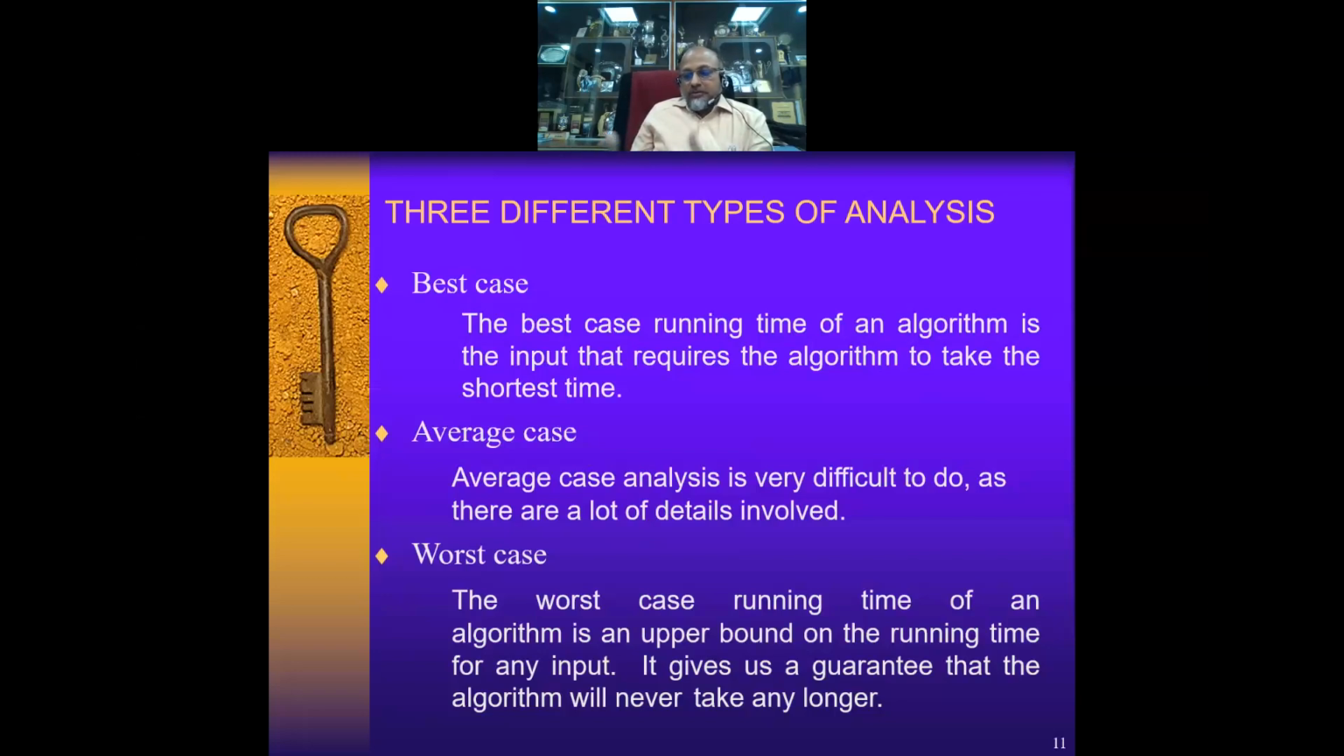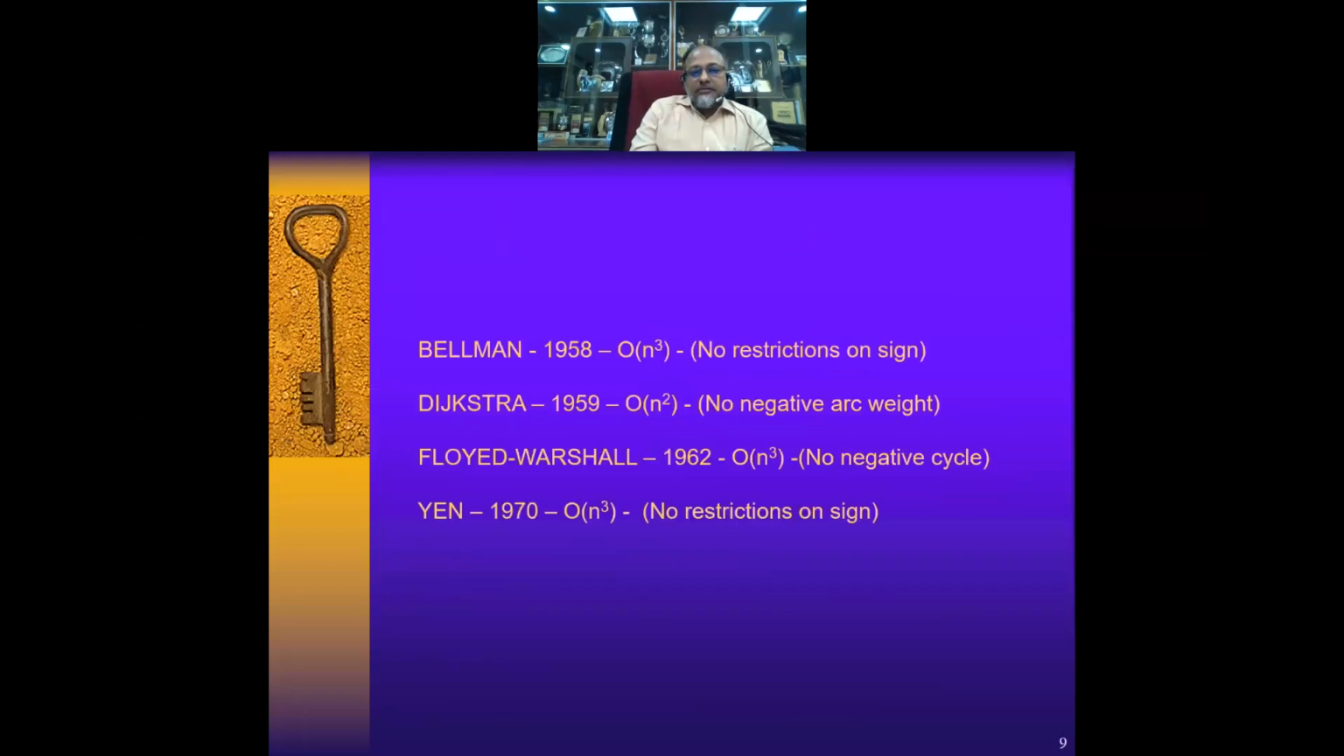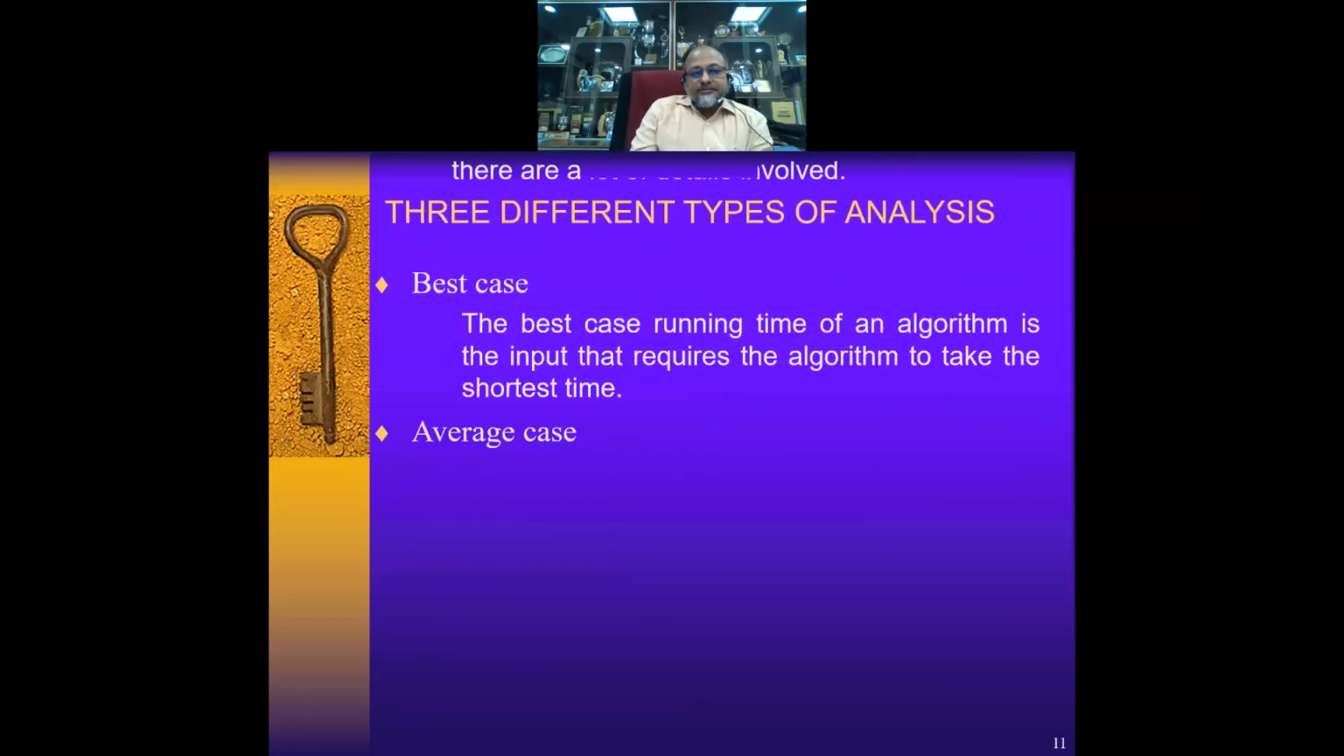No other problem will take such an enormous number of operations to check whether the number is available or not. This is called worst case. Here in all the algorithms, we are considering worst case analysis. So already you have seen order of n power 3, order of n square, order of n power 3. These are all worst case analysis.